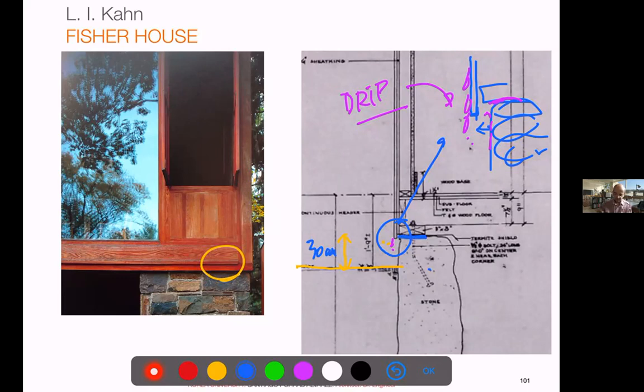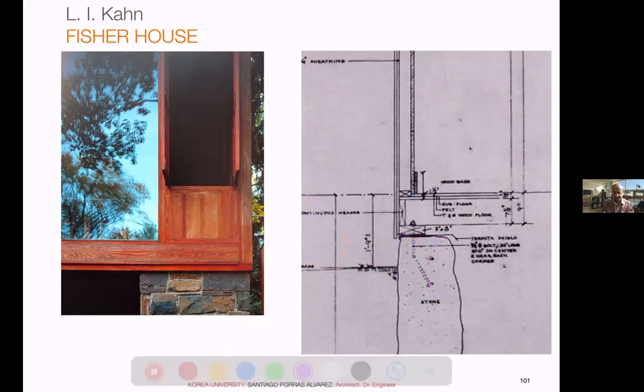So all possible humidity which comes by capillarity from the stone will stop at this point and will not affect the timber. So there are three things that are basic in any kind of connection with the ground. And in this case, the sensitive material is the timber.